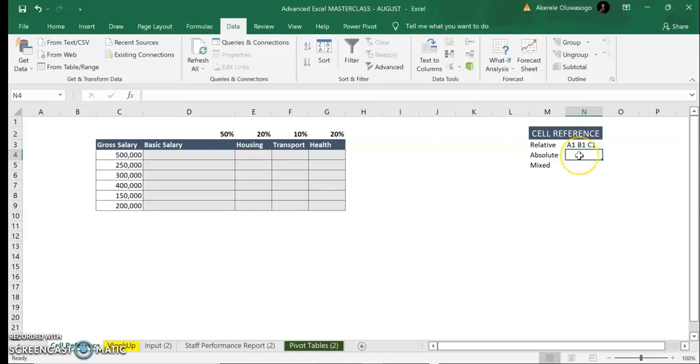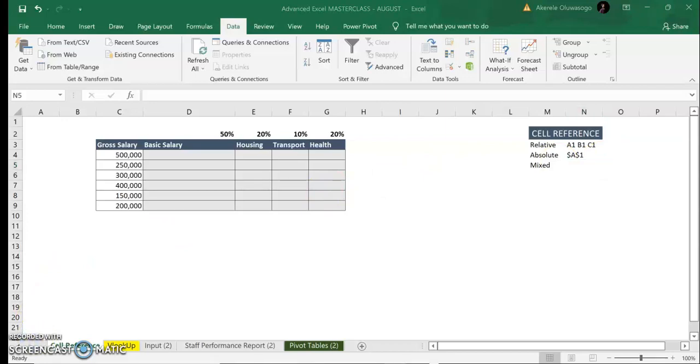So if I'm turning this A1 to absolute now, it will be like this: dollar sign A, dollar sign 1. This makes it absolute. So when you have a dollar sign with your cell address, it's called absolute. That means constant column A and constant row 1. It means absolute cell reference.